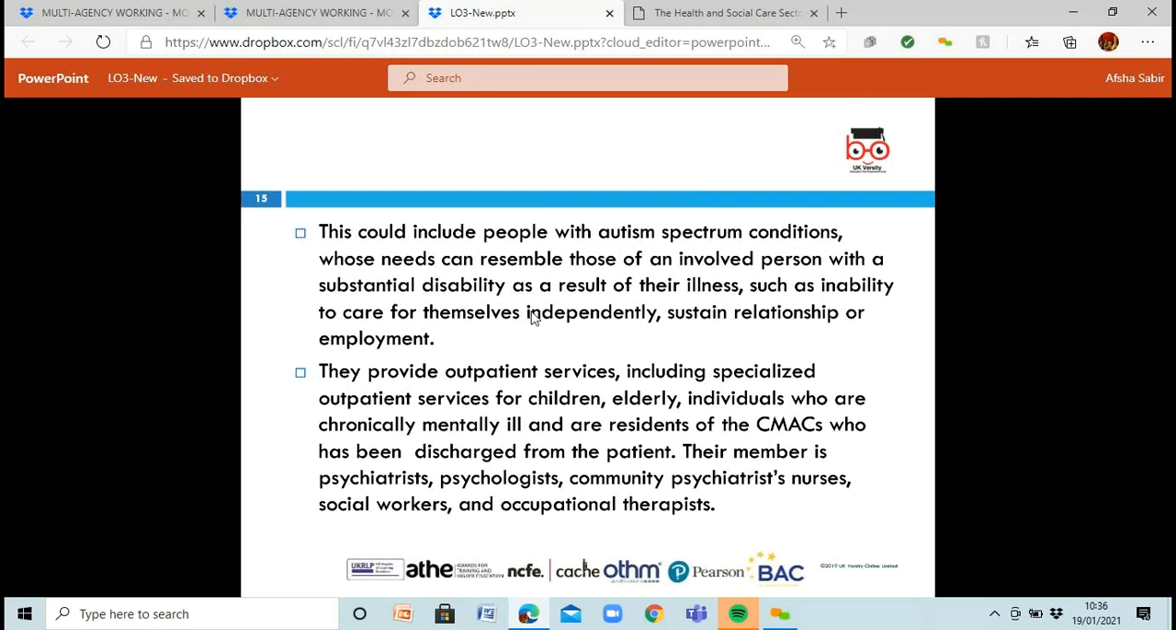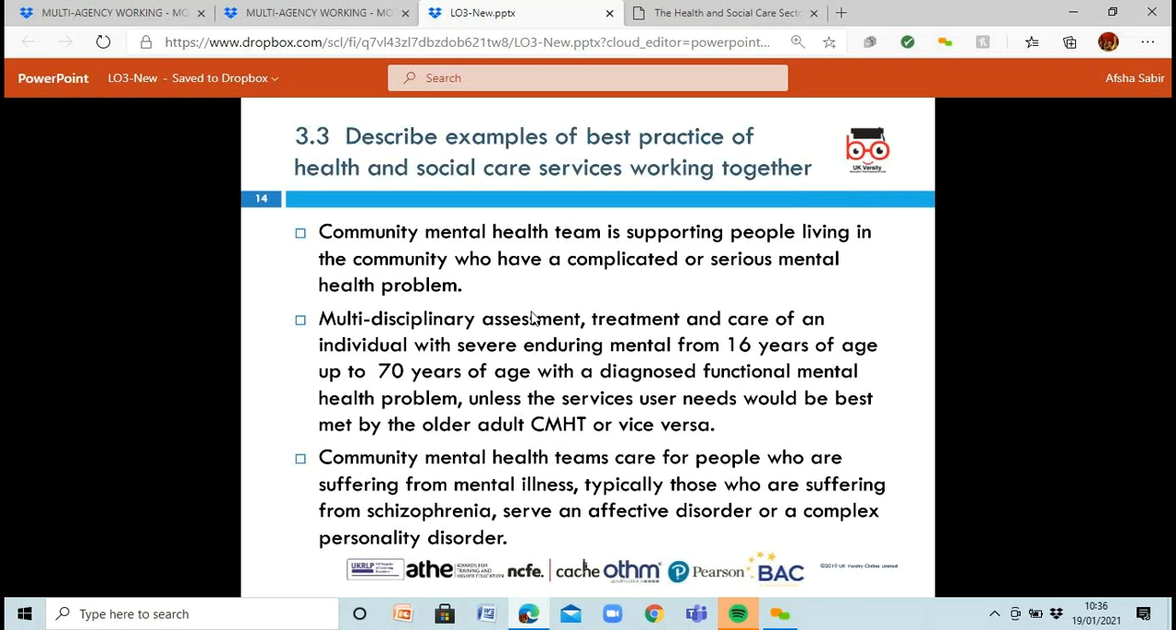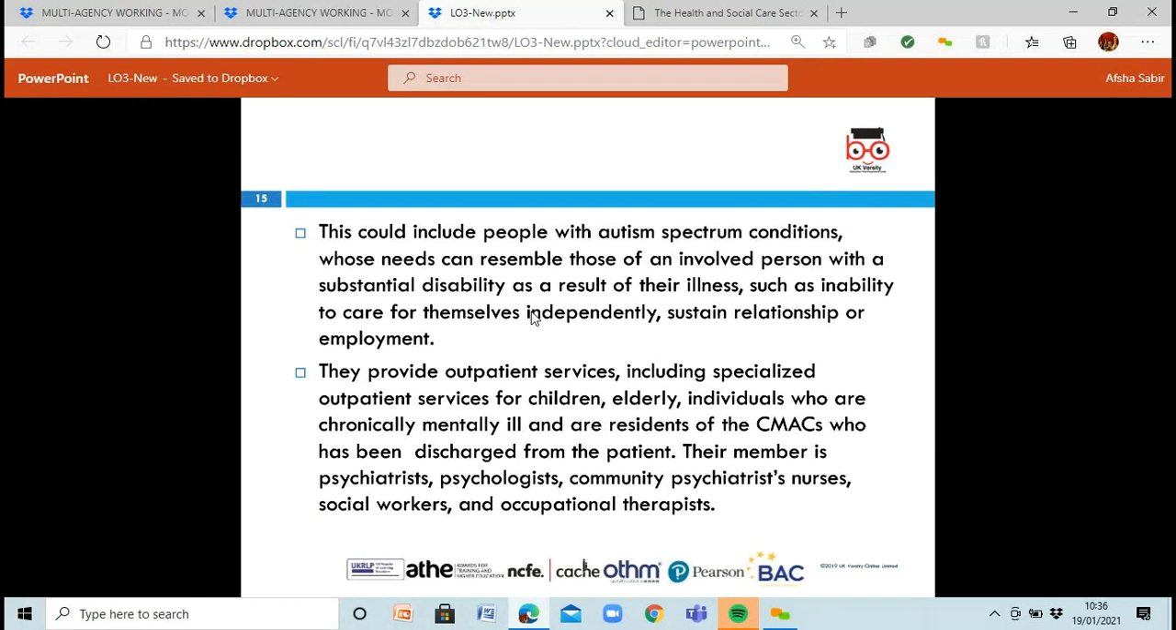So all it is for 3.3, you're just talking about examples of best working practice. Now, another example of this, because in assignment day, which we'll talk about on Thursday, all it is that you're talking about is how different organizations or different services are working together.